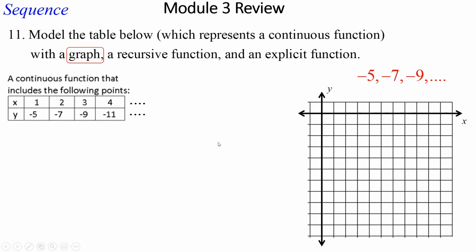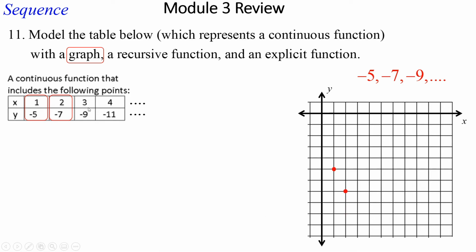Let's do our graph. So let's plot the first point when x is 1, y is -5. So your x is 1 and your y is -1, -2, -3, -4, -5. Right there. Okay. Let's plot the second point. Now x is 2 and the y now is -7. -1, -2, -3, -4, -5, -6, -7.